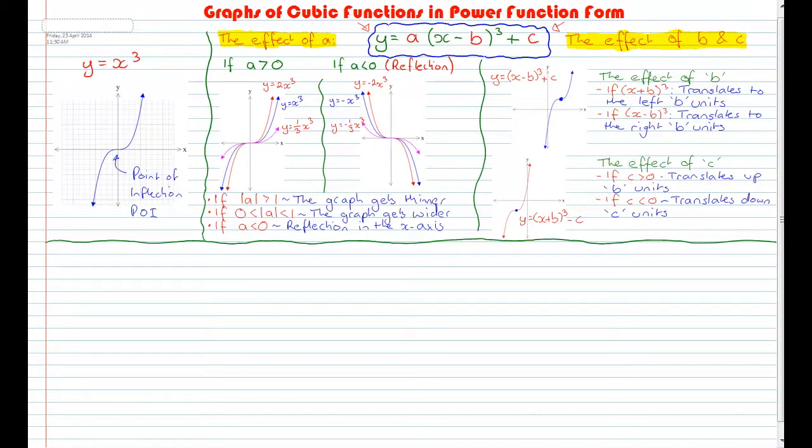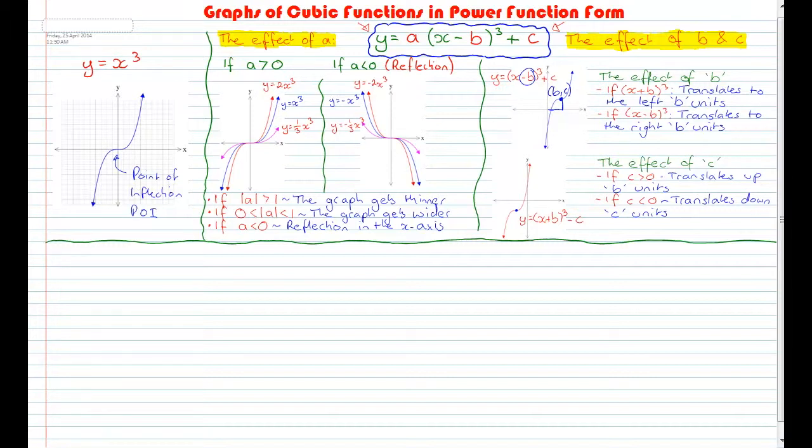Now if we have a look at the b and c values, these affect the graphs in another way. That is, our b value is going to affect the horizontal translation and the c value is going to affect the vertical translation. Now if we have a look here, we've got the graph y equals (x minus b) cubed plus c. If it says minus b cubed, what happens is the graph moves across to the right b units, so it's moving across b units. And the plus c moves it up c units, so our point of inflection is at the point (b, c).